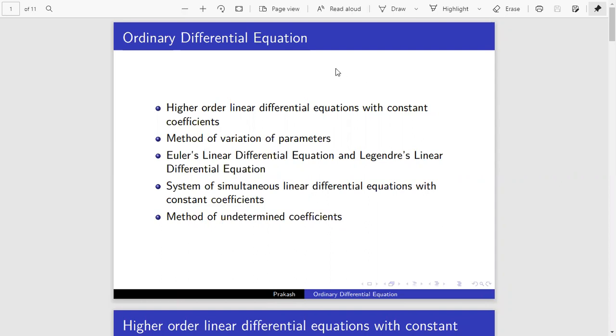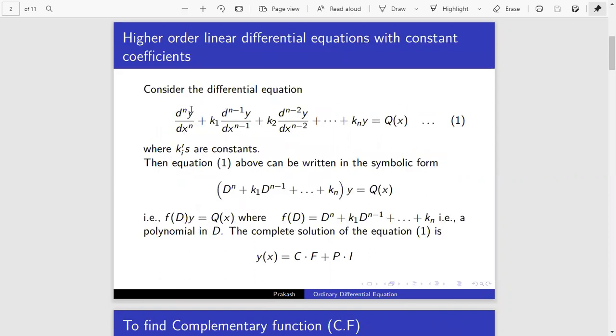Today I will give a series of lectures on the topic of ordinary differential equations, and these are the topics I may be discussing in the following lectures. In today's lecture I will discuss higher order linear differential equations with constant coefficients. So this is of the form. This is the general equation of the higher order linear differential equation.